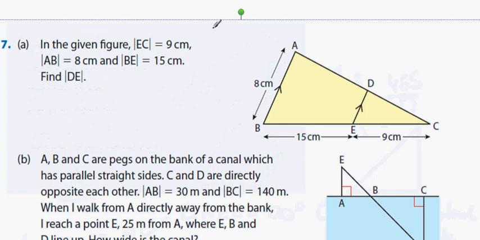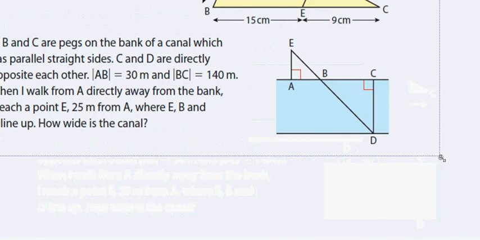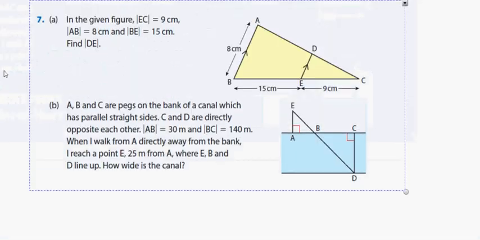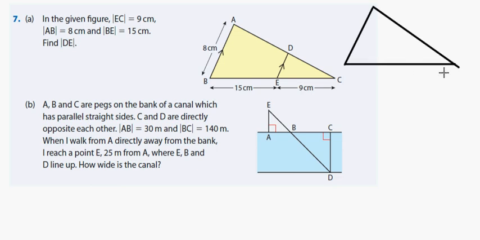This is an equilateral triangle. Okay, next one, 7a. In the given figure, let's make this slightly smaller. In the given figure, EC equals 9, AB equals 8, and BC equals 15. Find DE. Okay, so once again, it's just a case of drawing the big triangle and comparing it to the small triangle. So we're going to get the big triangle here, small triangle here. What we're going to get is 8, and we're looking for DE, so that's 8 corresponds to X. The next one is 15 plus 9 is 24.